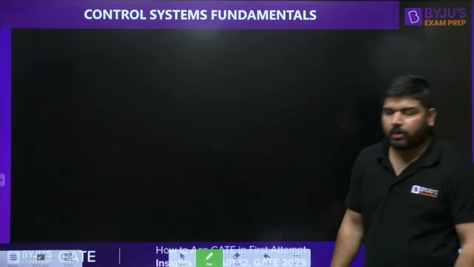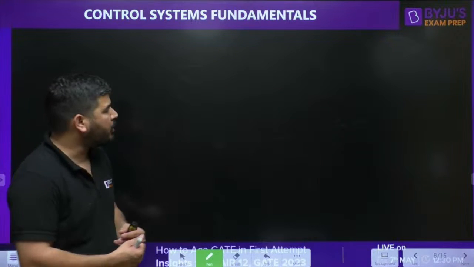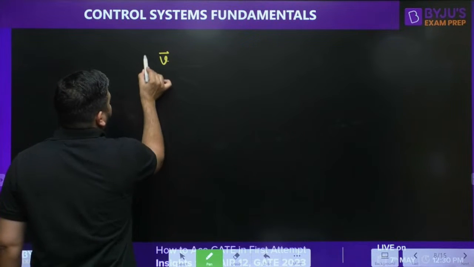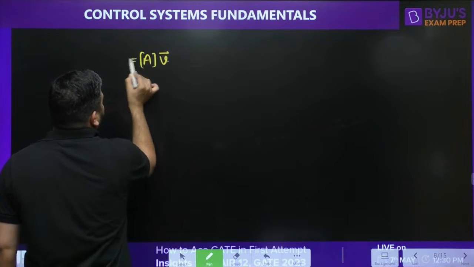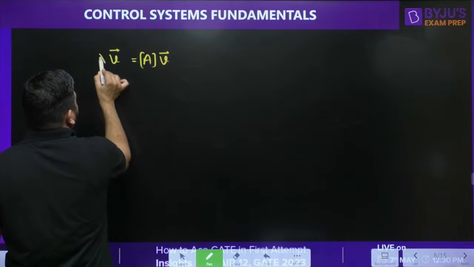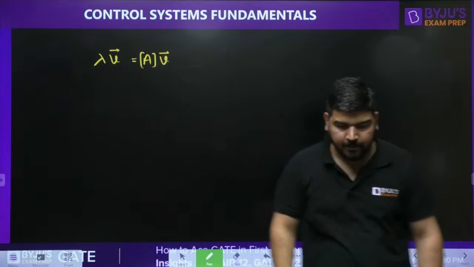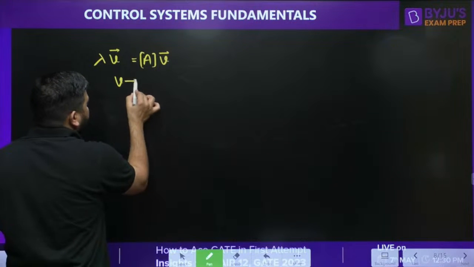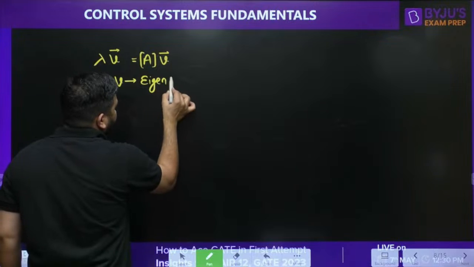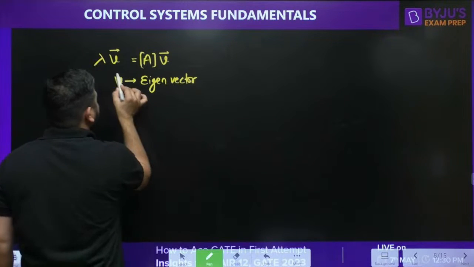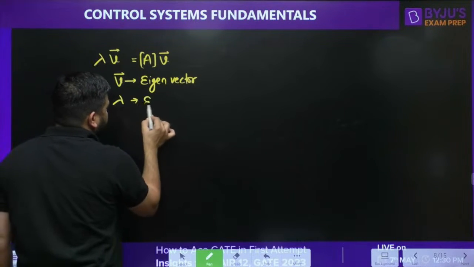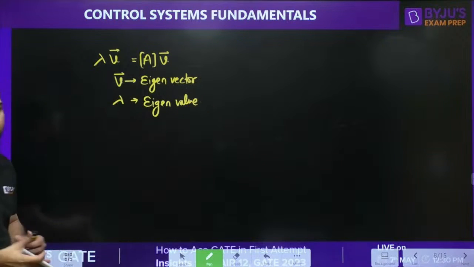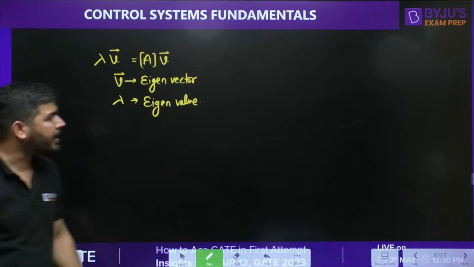In the previous class, I told you about eigenvalues and eigenvectors. I told you that let's say there is some vector V, and if you apply a linear transformation and you get the same vector V with some scaling factor lambda, we call this vector V an eigenvector. This V is known as the eigenvector, and lambda is known as the eigenvalue.